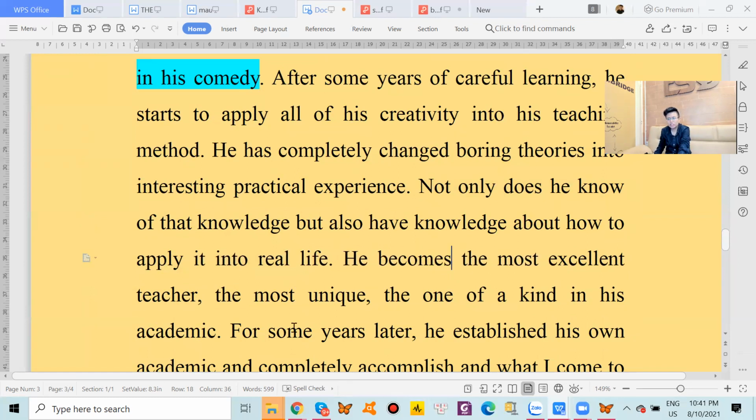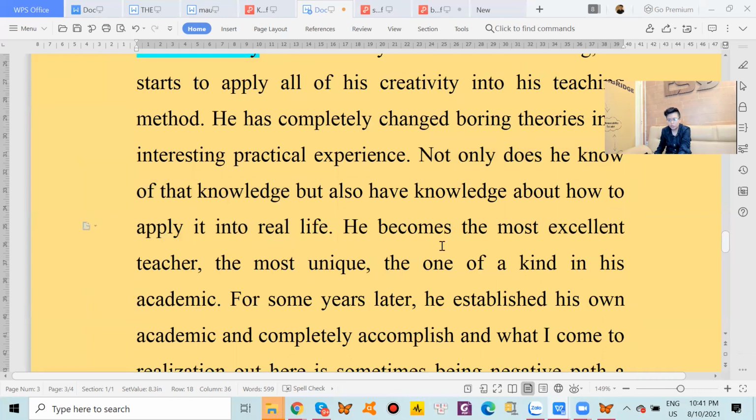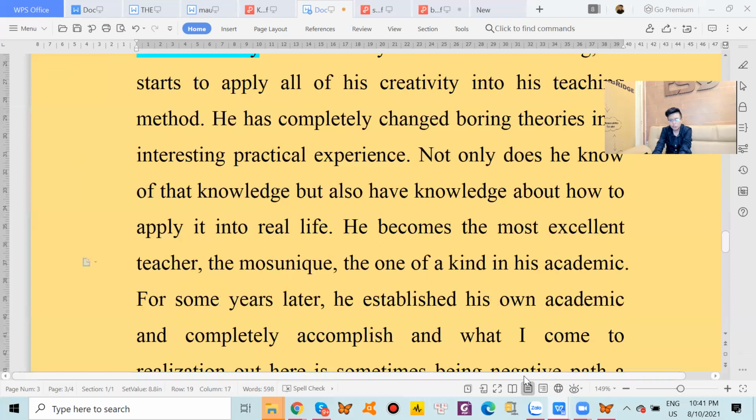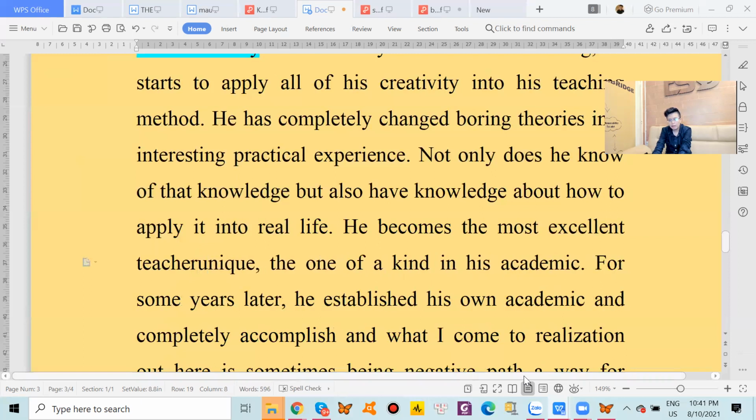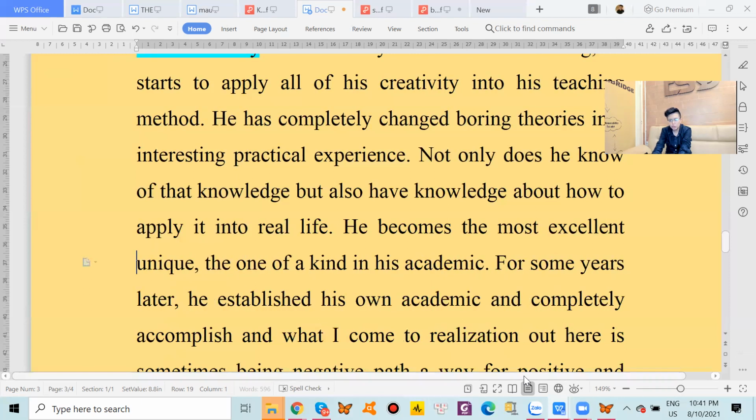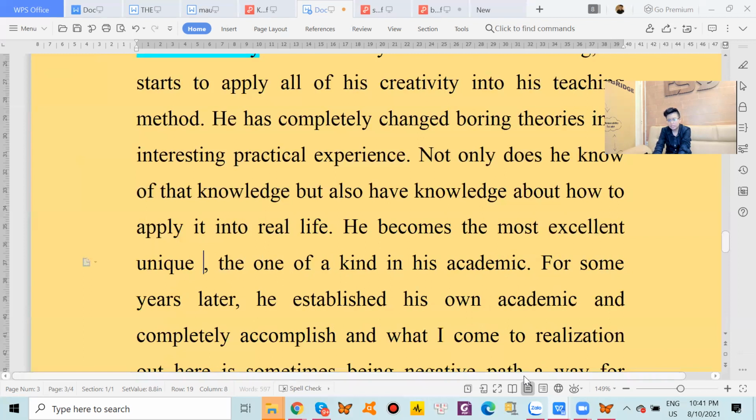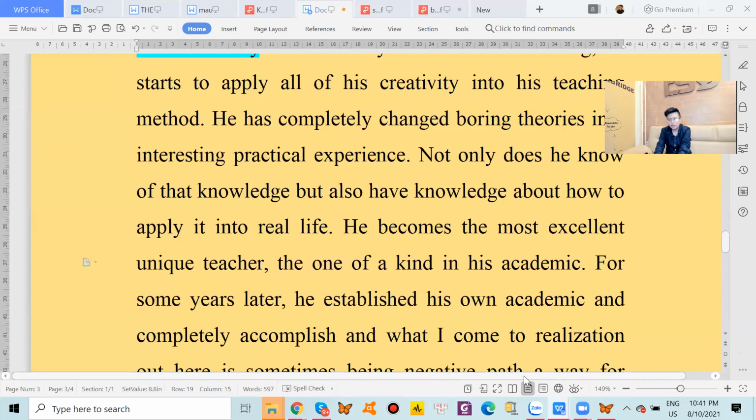He becomes the most excellent teacher, the most unique. You already used the words "the most." So right here, we don't need to use "the most" anymore. And please try to add the word teacher at the end, at the end of the last adjective. So right here, he becomes the most excellent and unique teacher. The one of a kind in his academic.